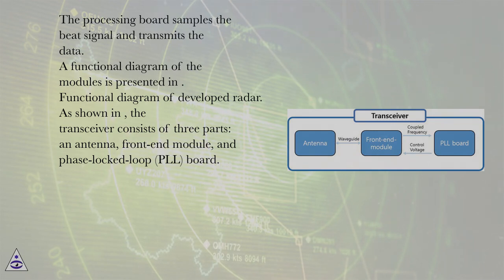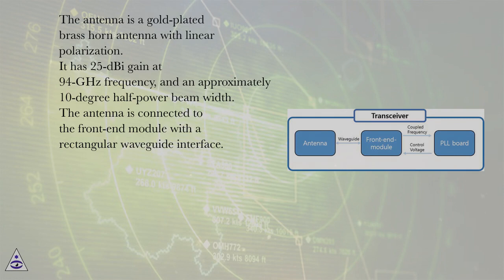As shown in, the transceiver consists of three parts: an antenna, front-end module, and phase-locked loop, PLL board. The antenna is a gold-plated brass horn antenna with linear polarization. It has 25 dB gain at 94 GHz frequency, and an approximately 10-degree half-power beam width. The antenna is connected to the front-end module with a rectangular waveguide interface.